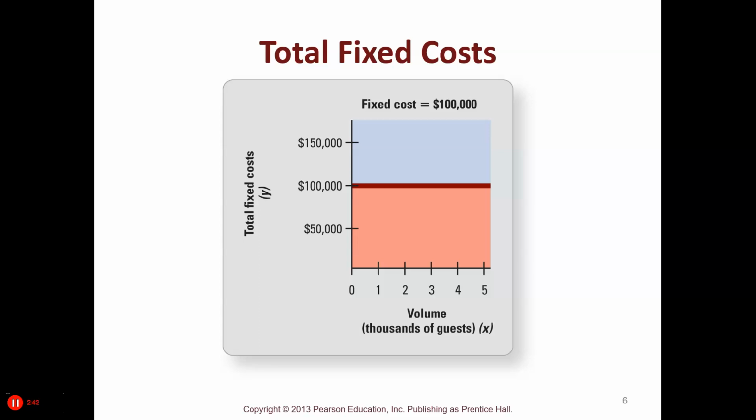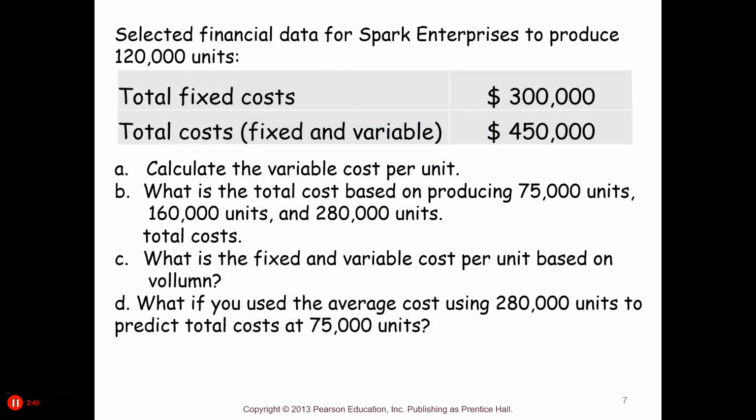So now let's work an example. To produce 120,000 units, they had total fixed costs of 300,000 and total costs, which included the variable costs, of 450. First, we're going to calculate the variable cost per unit, and then we're going to look at what it looks like at different production levels. And then we're going to look at variable and fixed costs on a per unit basis, because this gives you a better idea of cost behavior and what would happen if you use the average total cost for 280,000 units to predict total costs of 75,000 units.